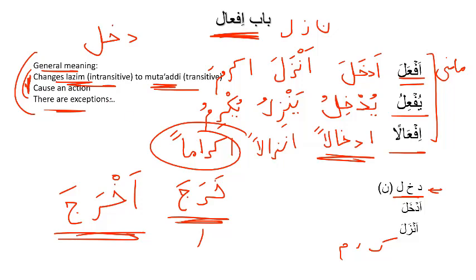All right, that's why always keep this window of potential exceptions open. This is fairly structured, but these are not like laws of physics that will never be violated. They're like general rules of thumb. Okay, so hopefully we have a good sense for bab if'al. Does anybody have any questions on this so far? So everybody just repeat after me. Af'ala yuf'ilu if'alan.